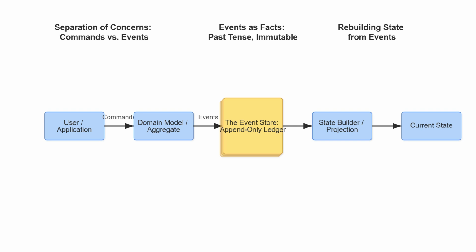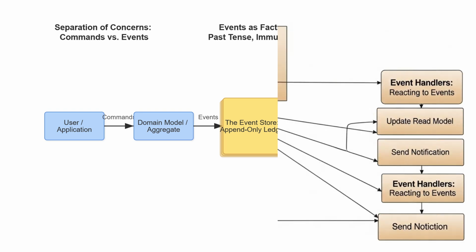So how do we get the current state of an entity, like a user's account balance? We simply replay all the events related to that entity from the very first one up to the latest one. This process, called rebuilding state from events, allows us to derive the current state on demand. It's a powerful separation of concerns. Commands express intent, while events record what happened.